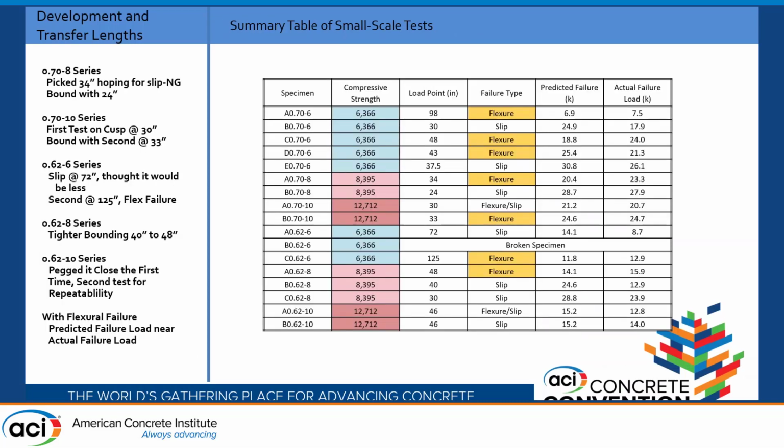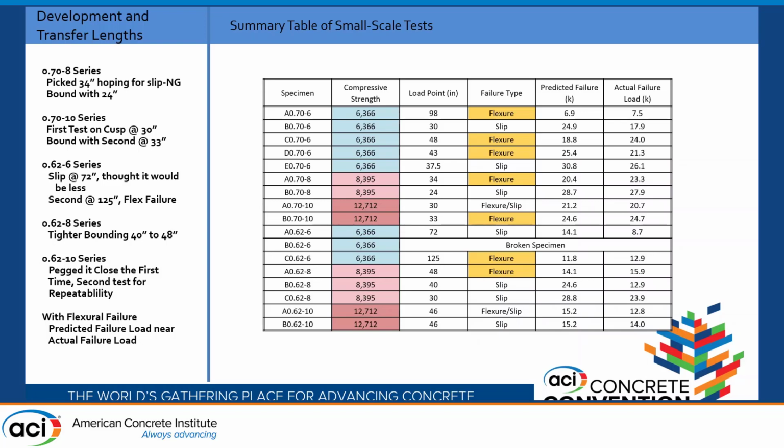So this table outlines what we did. Of course, the first five tests with the 0.7 strand at a nominal 6,000 psi strength, it was 6366. And we bounded it, like I said, I actually did a 30-inch test on it, and it slipped, 37.5 slipped, 34 inches flexural failure. Did an 8,000 psi mix, 8395, again bounded between 24 and 34 inches. The 0.7 strand with 12,712 psi, it was right at 30 inches. So 31 inches was probably the right answer with this mechanism as far as the development length for the beam itself, with a full flexure at 33.